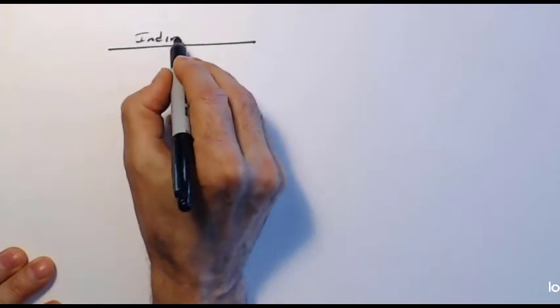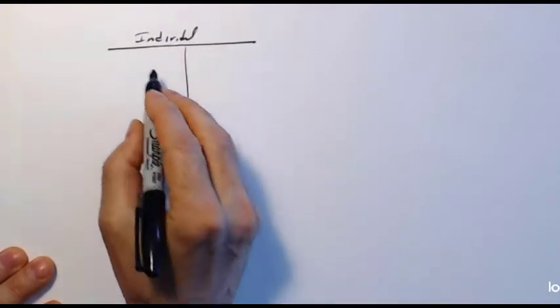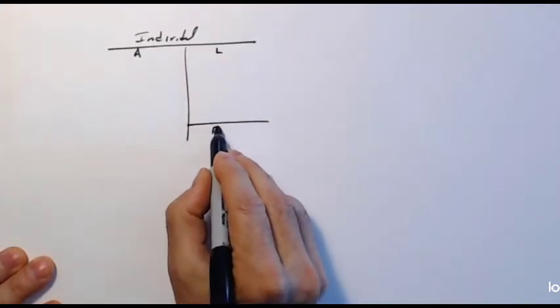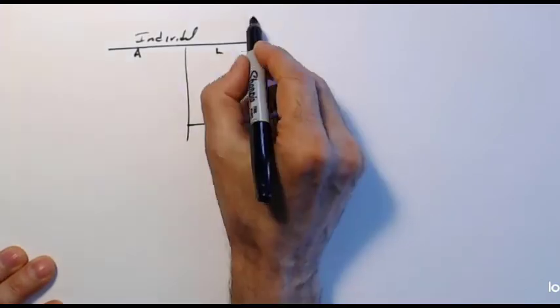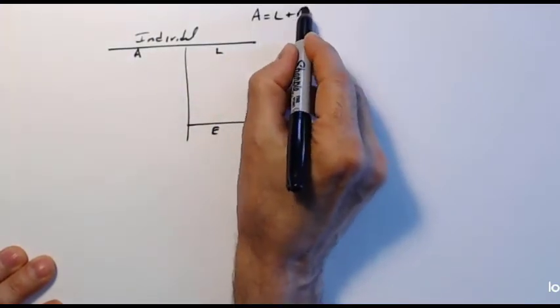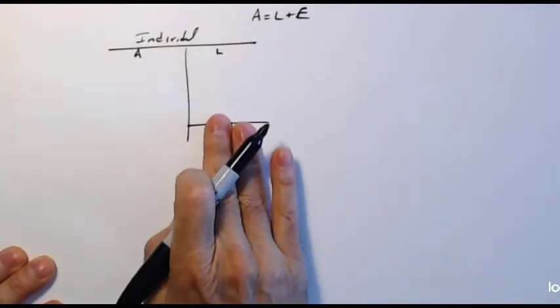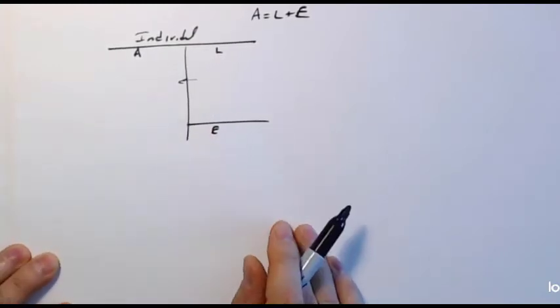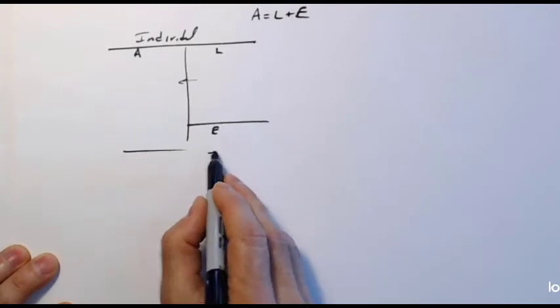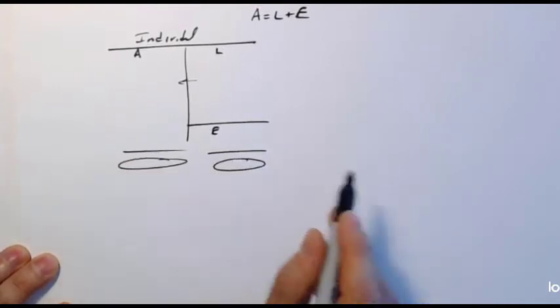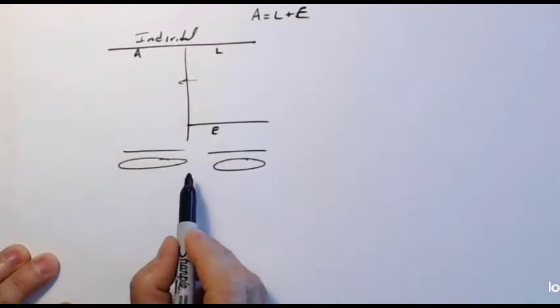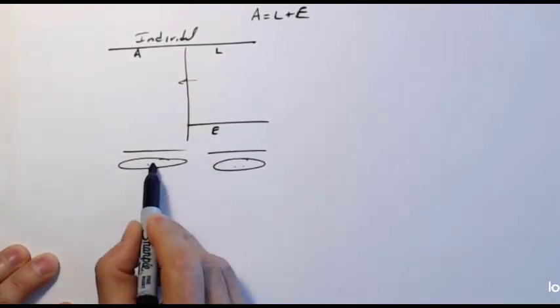So here we have an individual, and an individual has assets, has liabilities, and has equity, which is sometimes called net worth. Assets equal liabilities plus equity. It's this side of the balance sheet that funds this side, and you'll see what I mean by that in a second. The other thing to keep in mind is that a balance sheet balances. So this side equals this side, and the totals have to add up.